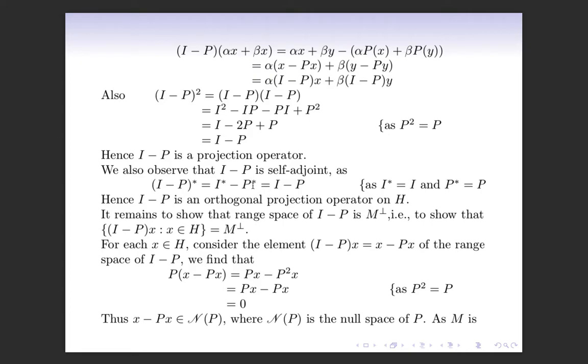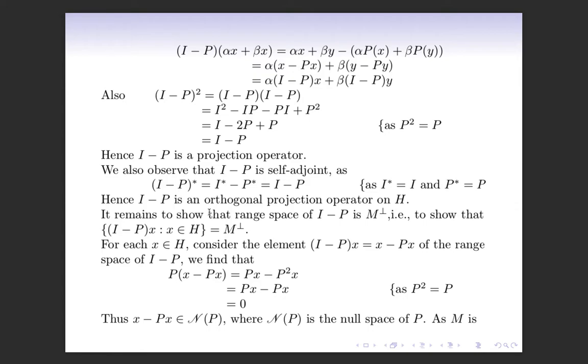So P star is equal to P, I star is equal to I. So we have I minus P, that is, the Hilbert adjoint operator of I minus P is I minus P. So we can say that I minus P is self-adjoint. Hence, I minus P is an orthogonal projection operator on H.